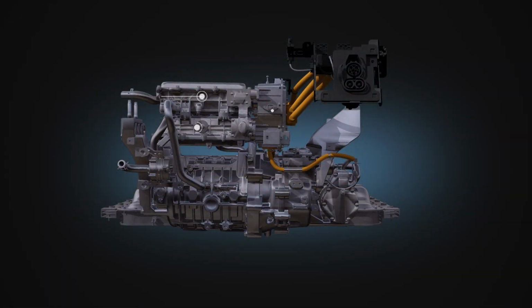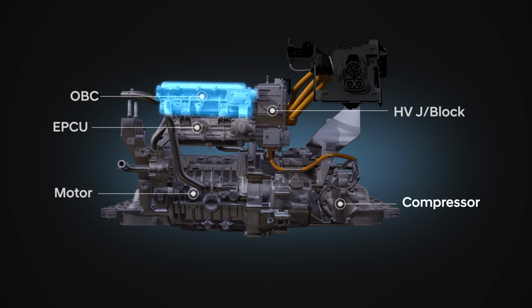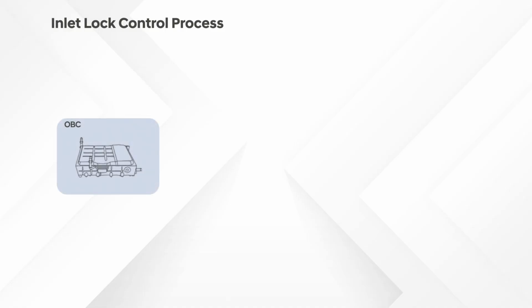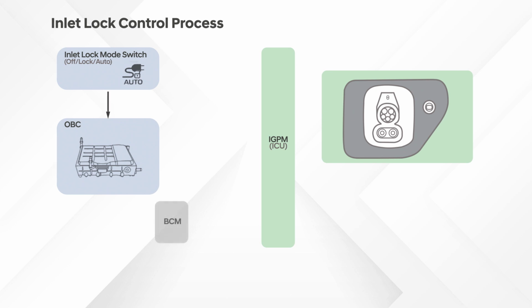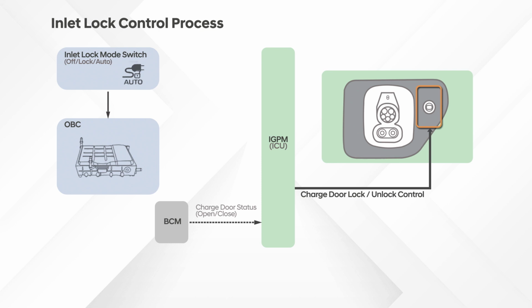The inlet lock system is controlled by the IGPM, Integrated Gateway and Power Module, through cooperative control with the OBC. The OBC sends lock or unlock requests to the IGPM based on inlet lock mode, switch information, and charger connection status. The IGPM operates the inlet lock actuator and sends its status of the inlet lock to the OBC. The OBC shares this information with charging-related controllers like BMU, CCM, to perform the charging process.